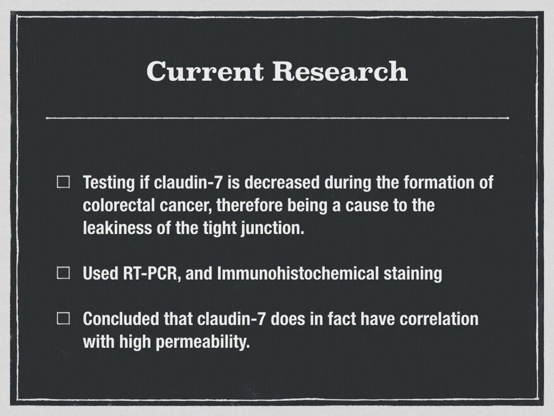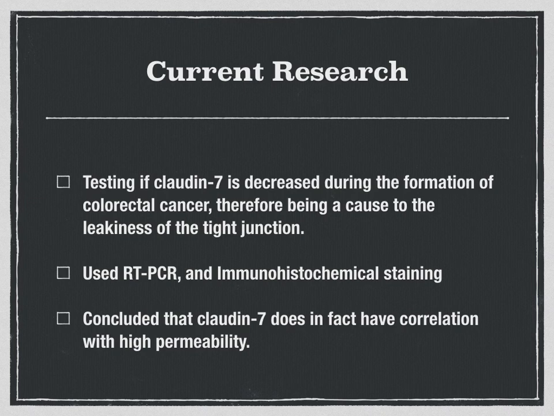So what they did is they tested the levels in samples from healthy patients and patients who had cancer. And what they found, after running the mRNA through RT-PCR, is that the patients with cancer had lower levels of claudin 7 compared to the healthy patients. So from that, they concluded that there is a correlation between low levels of claudin and a high permeability of the tight junction.